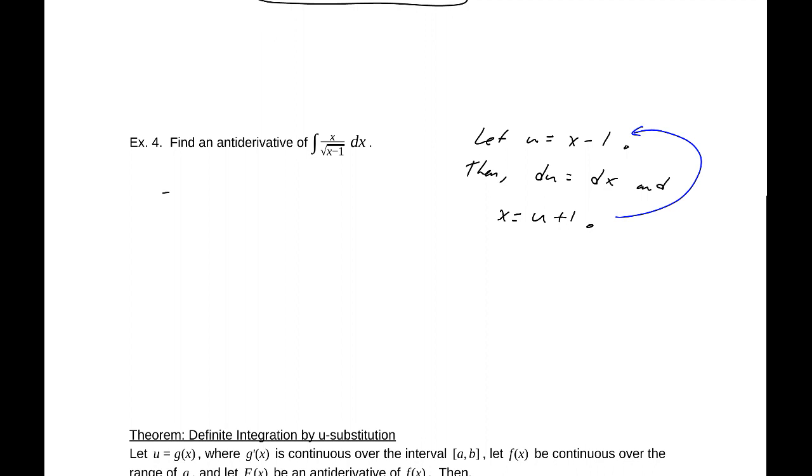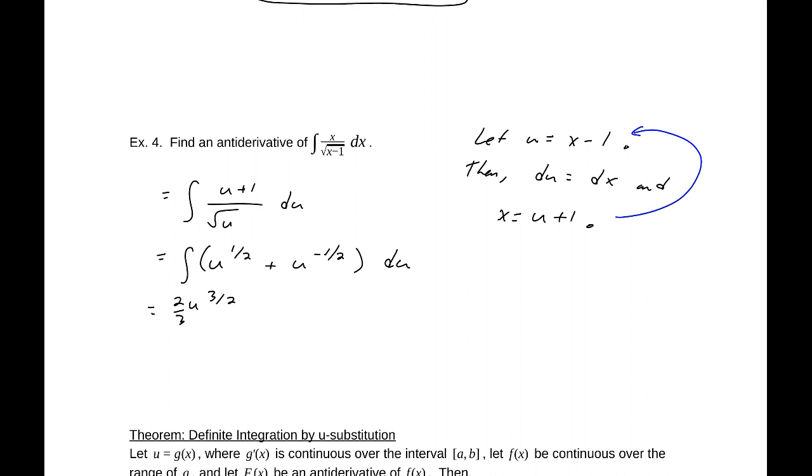So this can be written as the integral of u plus 1 over the square root of u du. Well, that is u to the 1/2 plus u to the negative 1/2. The antiderivative there would be u to the 3/2 divided by 3/2, so times 2/3, plus u to the 1/2 divided by 1/2, which is 2.